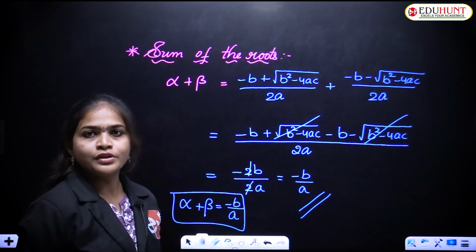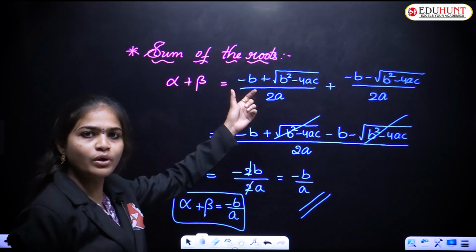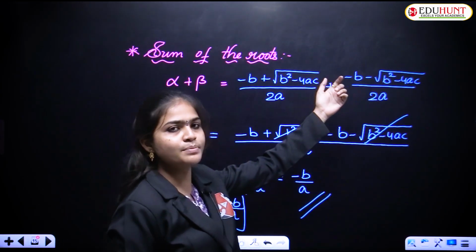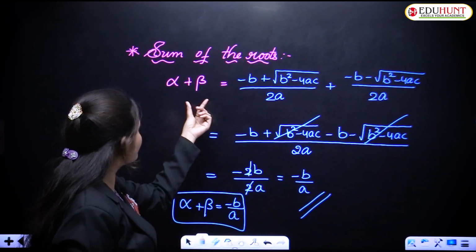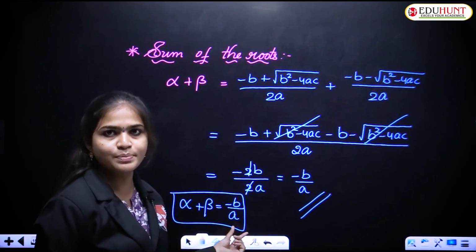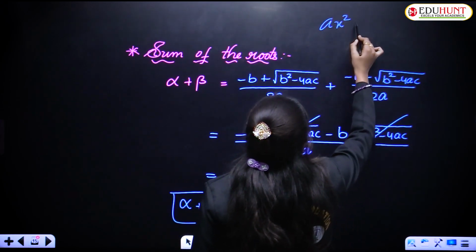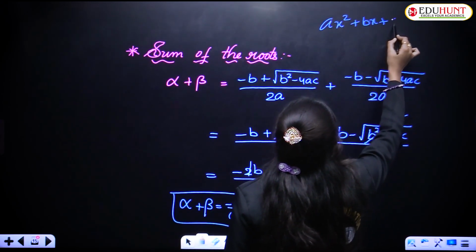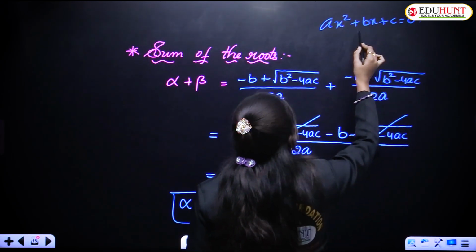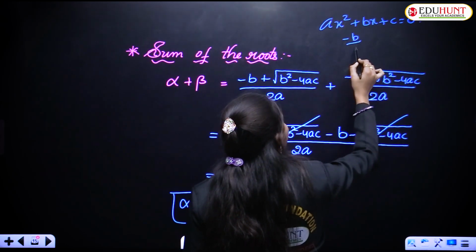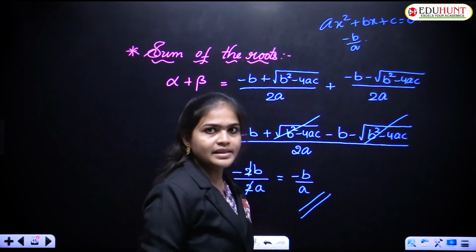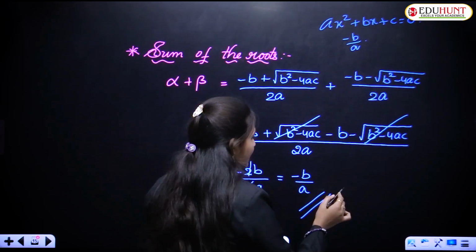Am I clear? So the sum of the roots of the quadratic equation ax square plus bx plus c is equal to 0 is minus b by a. So directly, for ax square plus bx plus c is equal to 0, the sum of the roots we can write as minus b by a. Understand? So I will tell you one example, see here.